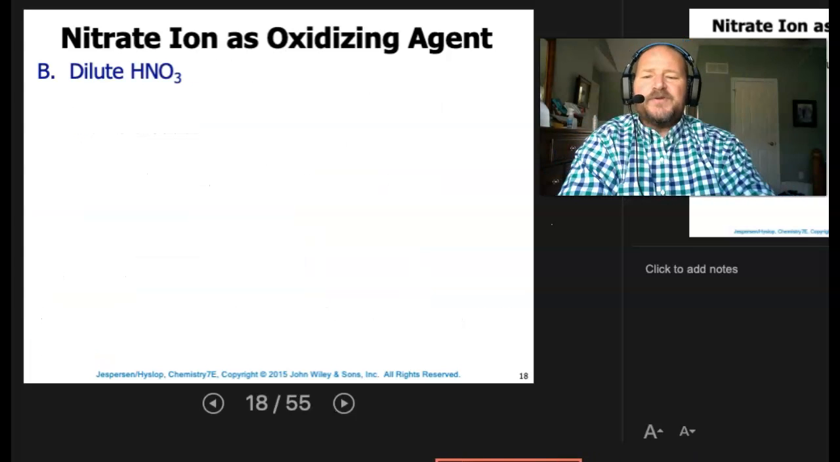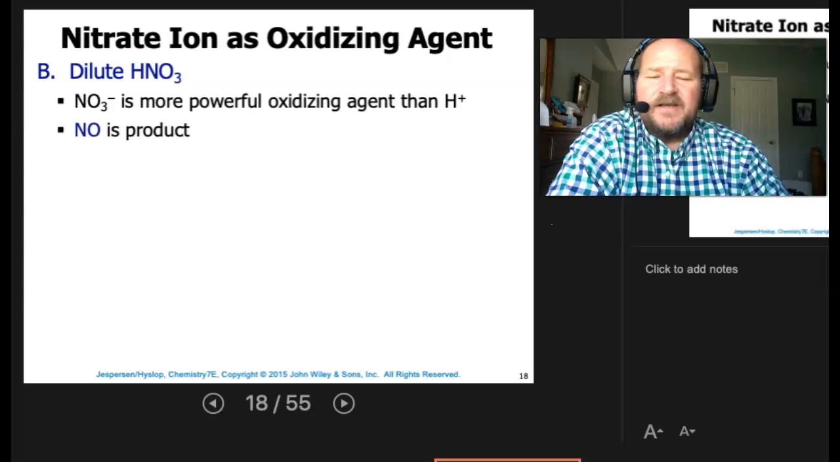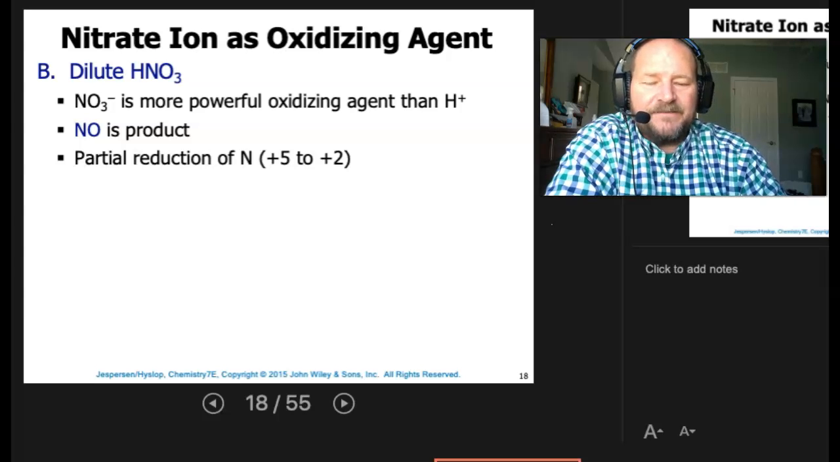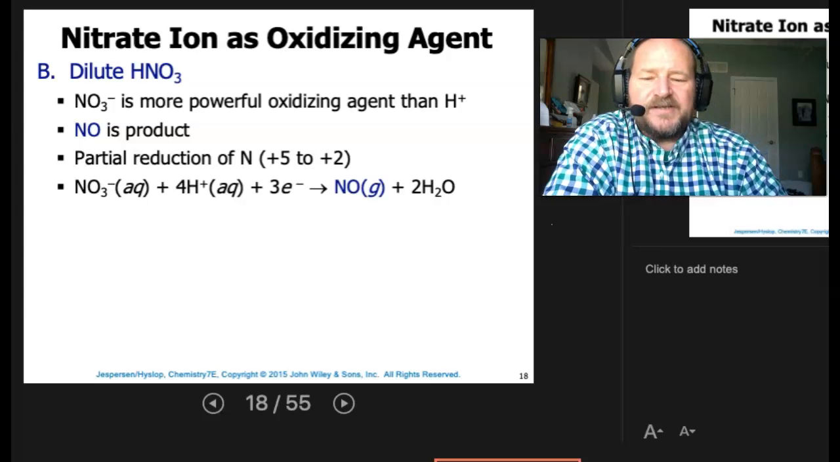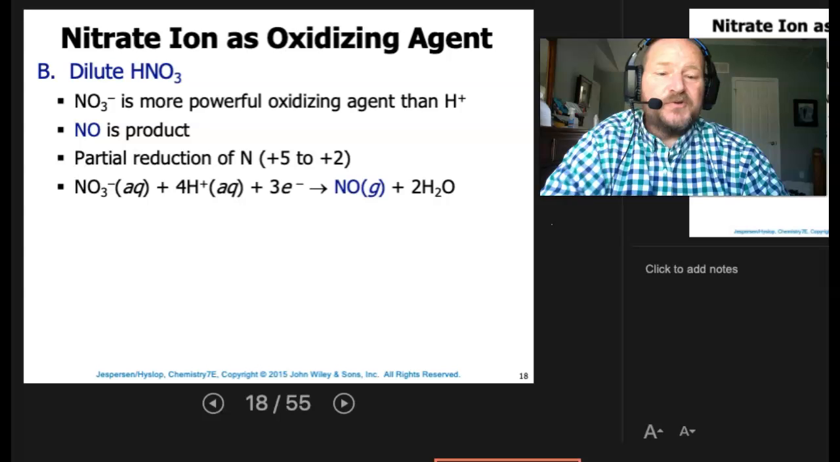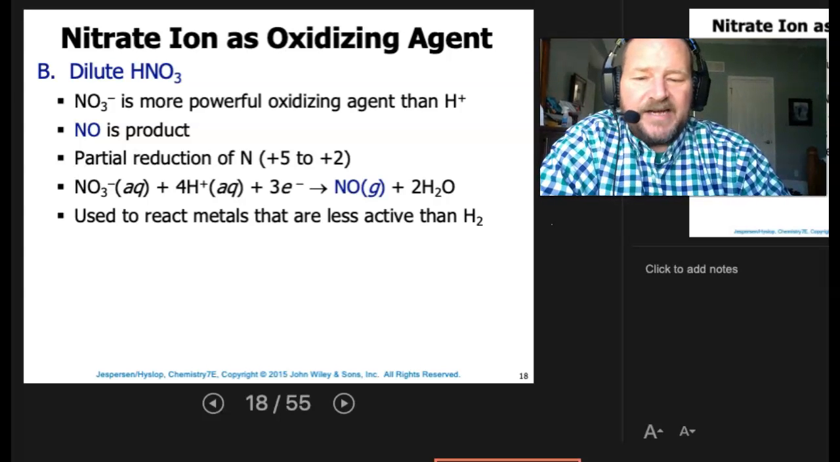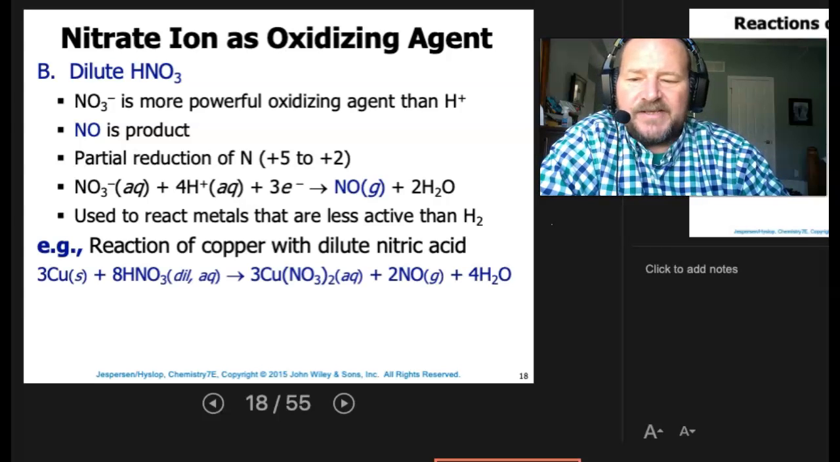All right, so with dilute HNO3, the NO3- is more powerful than the H+. Now NO is going to be the product, so we get a partial reduction of nitrogen going from 5 to 2. So nitrate plus 3 electrons gives us NO gas and 2 waters. Here we can use these to react with metals that are less reactive than H2 as well. So again, the reaction of copper with dilute nitric acid: we take 3 coppers, 8 nitric acids, which gives us 3 copper nitrates, 2 NO gases, and 4 waters.